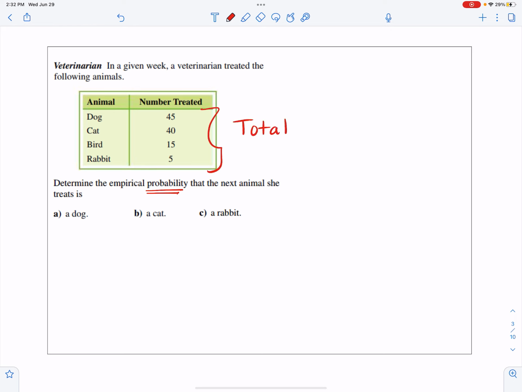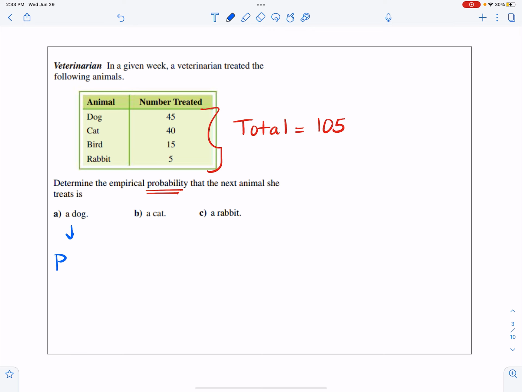is take your data and determine the total, in this case, the total number of animals that were treated. So if I add up the number of dogs and cats and birds and rabbits, I get a total of 105 animals. And I got to have that to do probability. Once I have that, then I can use the same rule.